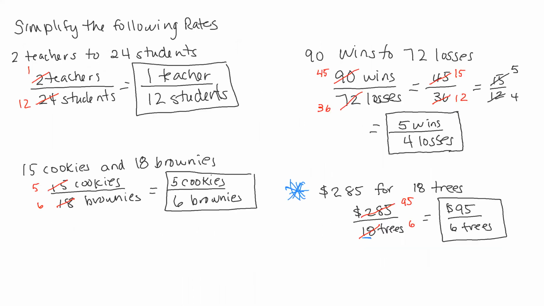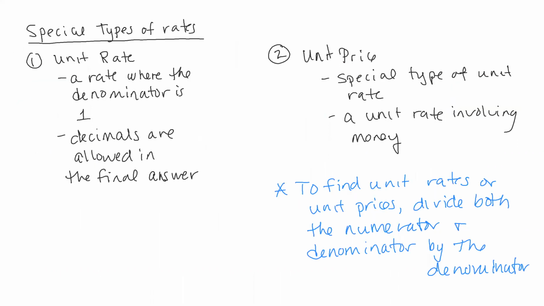All right, we looked at just simplifying rates. Now, when you're simplifying rates, you just reduce, okay? Your denominator does not have to be 1. You just simply reduce it and make sure you keep your units in your answer. All right. Now, then we talked about two special types of rates. The first special type of rate is a unit rate. And a unit rate is a rate where the denominator is 1. Decimals are now allowed in your final answer.